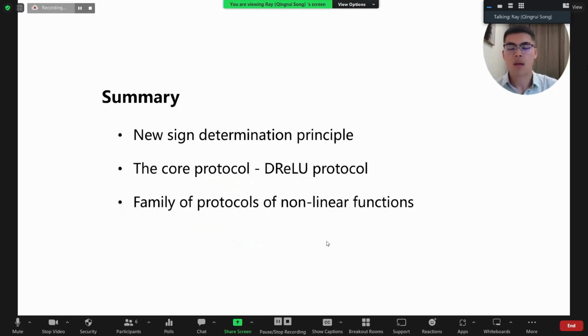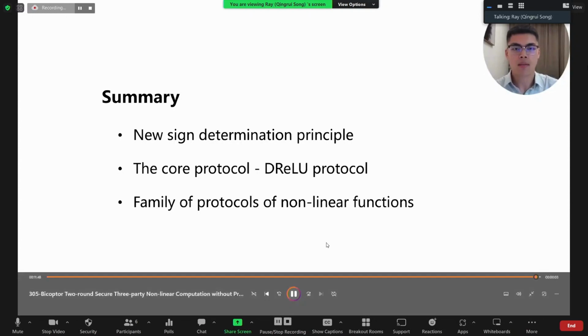Just to summarize, we introduce a new sign determination principle, and we construct a three-party D-ReLU protocol based on it, which achieved one order of magnitude improvement compared with the state-of-the-art work. We then use the D-ReLU protocol as a building block to build the whole family of nonlinear function protocols. All our protocols only require 2 rounds of communication and do not require any preprocessing. With this, I conclude my talk today, and I'm happy to take any questions.